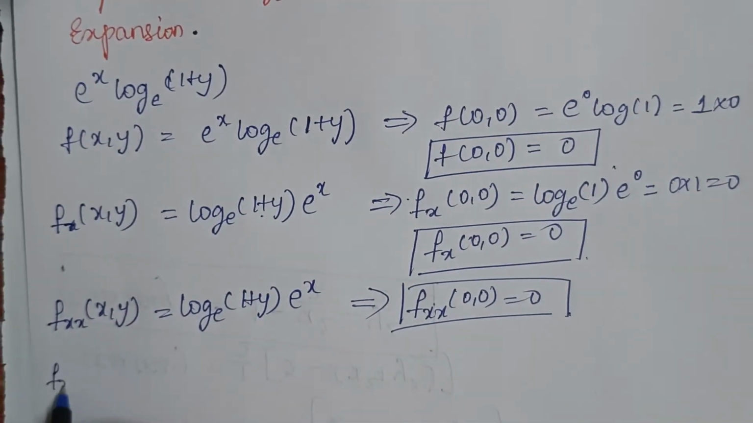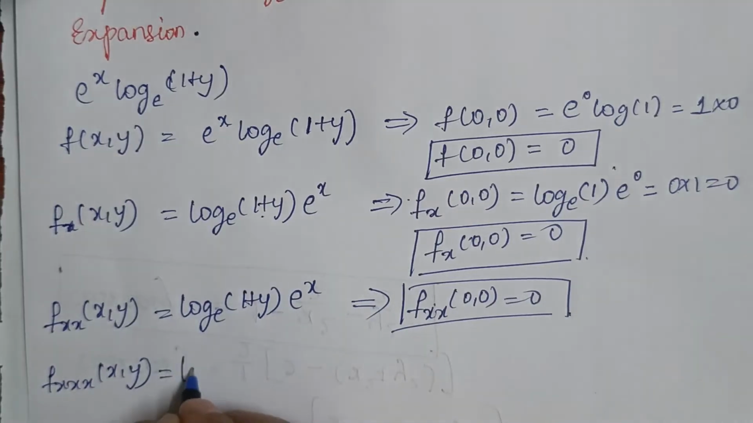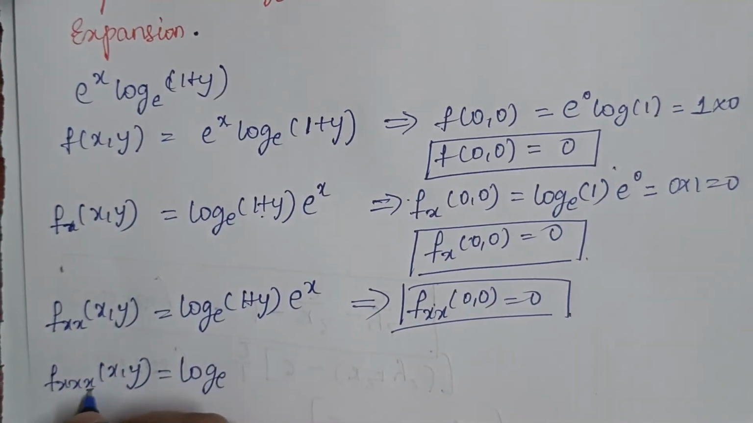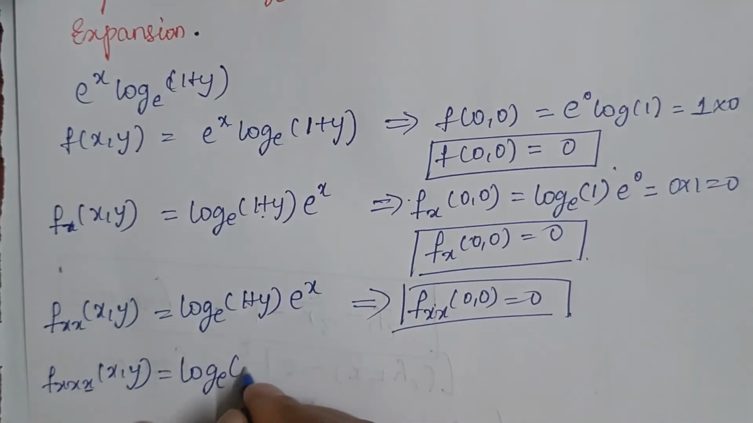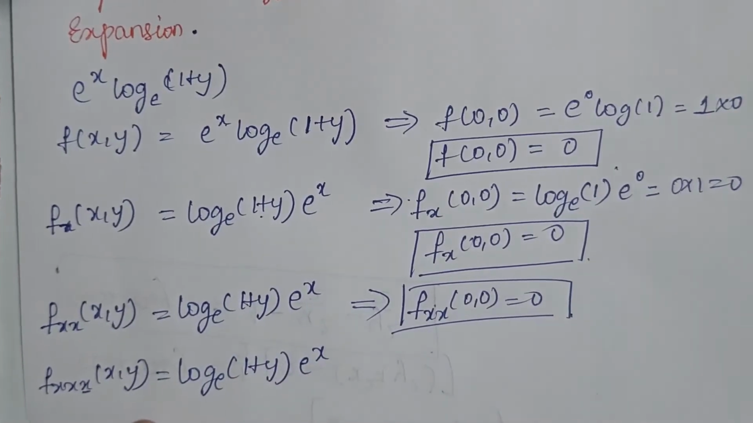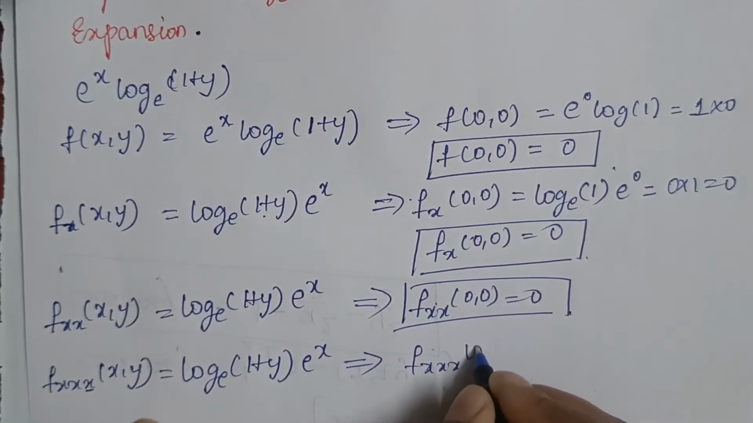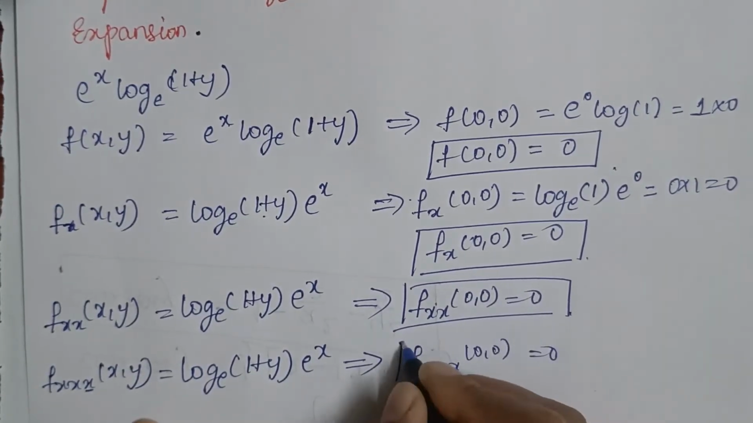Now f suffix x y of x comma y. So again, if you differentiate this, this is going to be the same, right? This is constant, again differentiating with respect to x only. So this is constant, this will remain the same. Differentiation of e power x is e power x only. So this is also going to be 0 only.